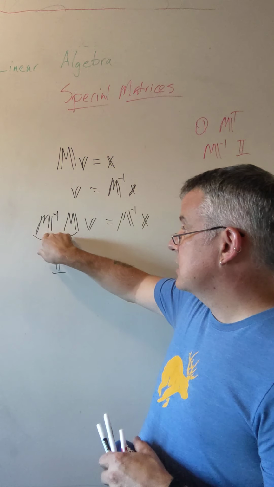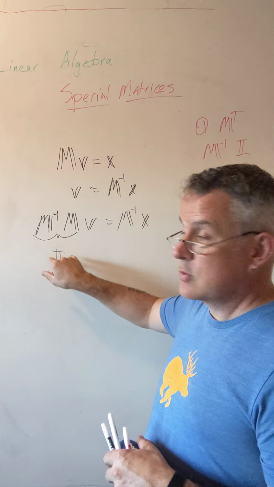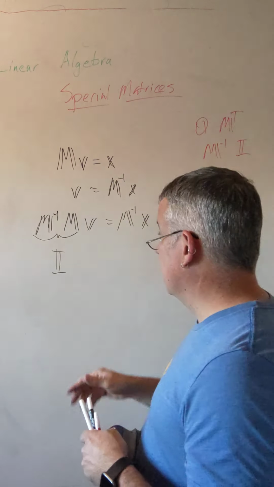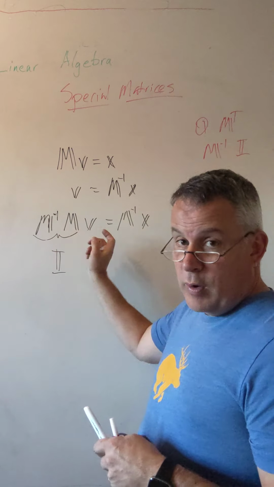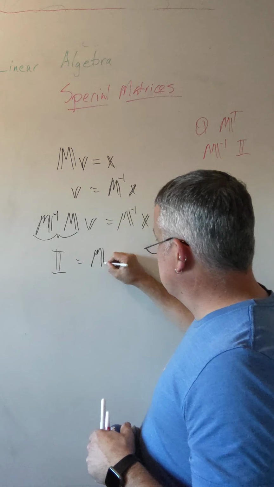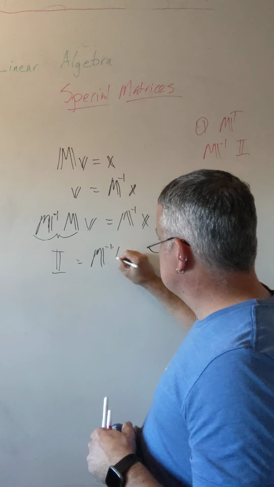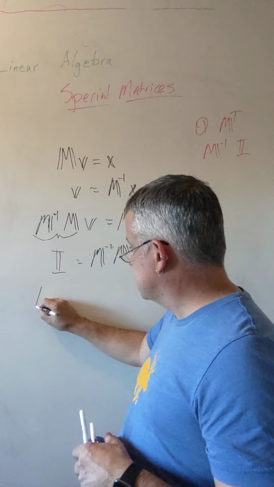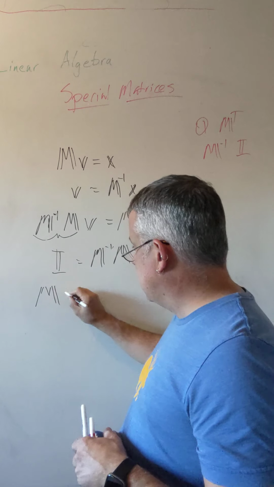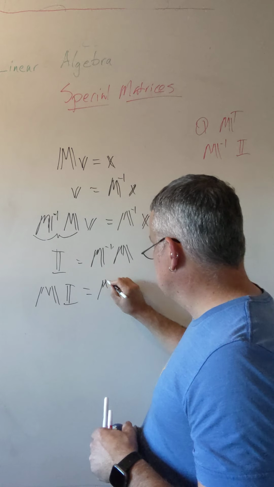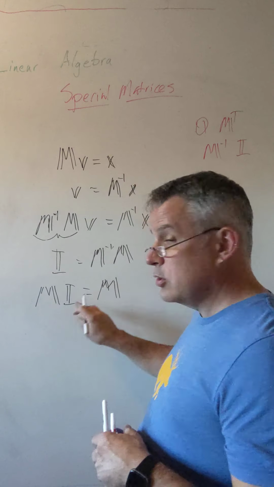So the matrix inverse times the matrix is equal to a square matrix, as is the matrix right multiplied by the matrix inverse. So we can write a bunch of things like this: matrix inverse times matrix. And I also could say that M times the identity matrix is equal to the original M matrix.